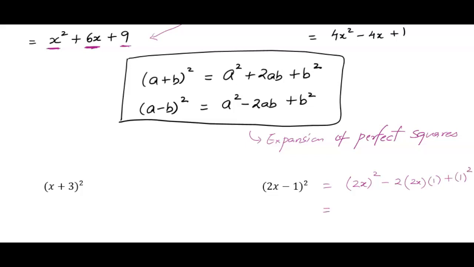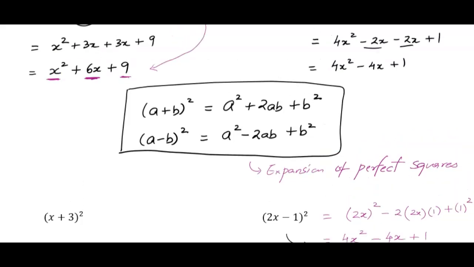And 2x to the power of 2 is 4x squared, minus 2 times 2x is minus 4x, and then plus 1 squared, which is equal to 1. Obviously the whole reason why we use the formula is so we can get to the final answer straight away, and you would skip this middle step. Once you get more and more used to the formula, you'll start skipping this middle step and go straight to the answer.